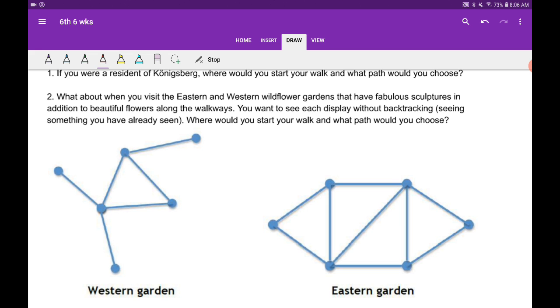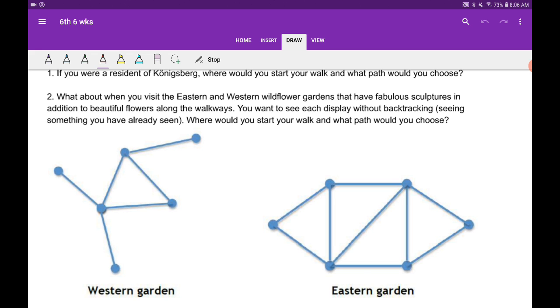And basically, going down these paths, you see all these statues. They want you to find a path where you can look at all the statues without having to backtrack on one of the paths you've already seen. Where would you start? Where would you walk? Just give this a try.